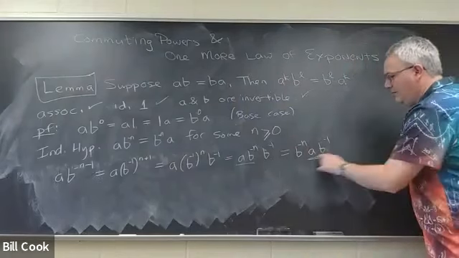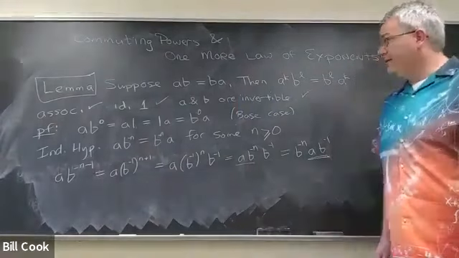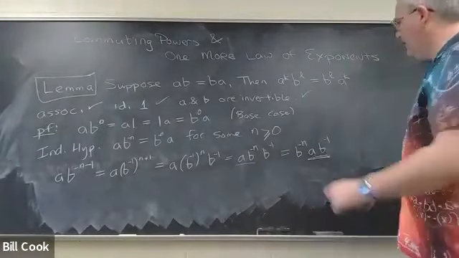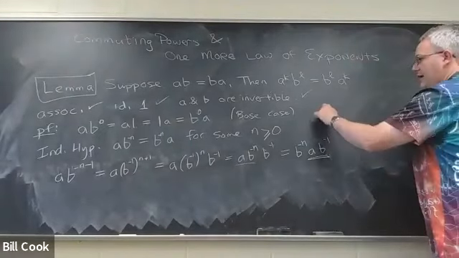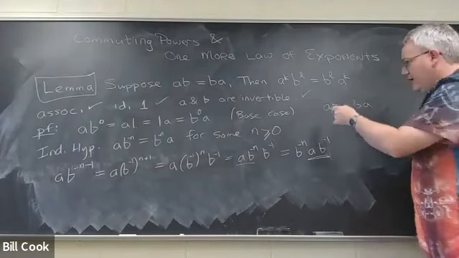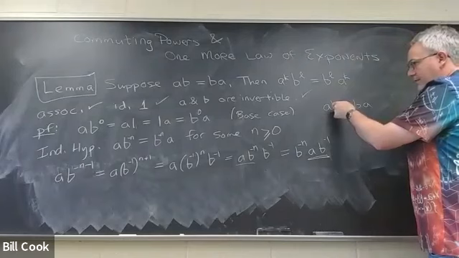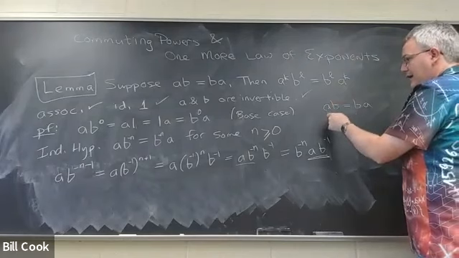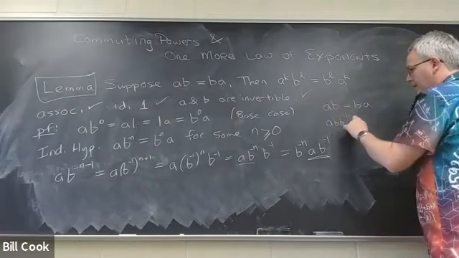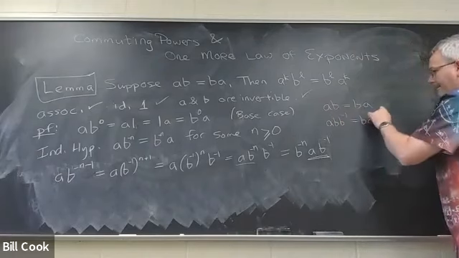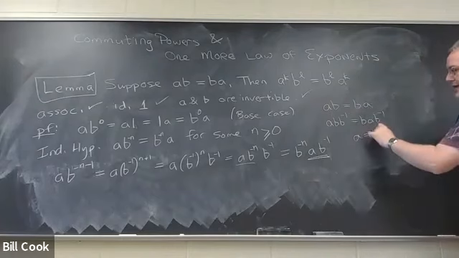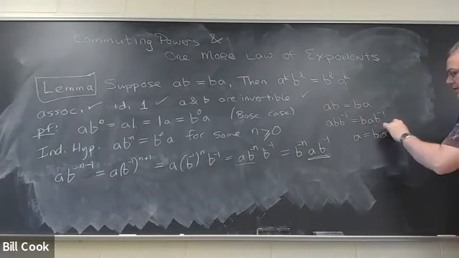Now I need to know that I can move B inverse past A. Okay. Well, why is it that I can do that? Off to the side, let's notice that if we have this assumption AB equals BA, because B is invertible, I can hit this on the right-hand side with B inverse. And this becomes A equals BAB inverse.